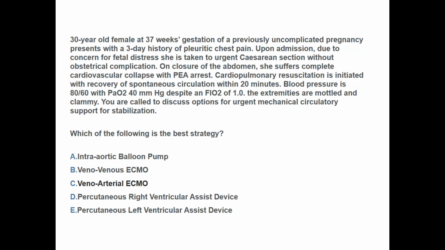Cardiopulmonary resuscitation is initiated with recovery of circulation within 20 minutes, but her blood pressure is 80 over 60 millimeters of mercury, with low pulmonary artery oxygen saturation of pulmonary artery O2 of 40 millimeters of mercury, despite high-dose inspired oxygen. The extremities are mottled and clammy, and you're called to discuss options for urgent mechanical circulatory support for stabilization. Which of the following do you think is the best strategy?